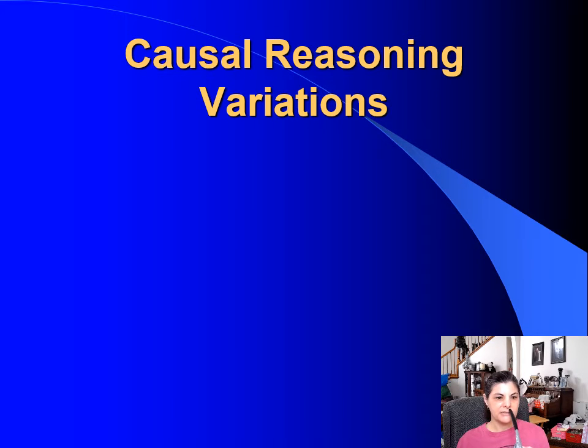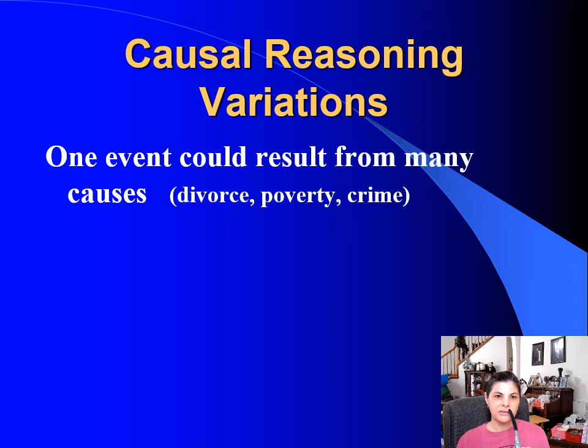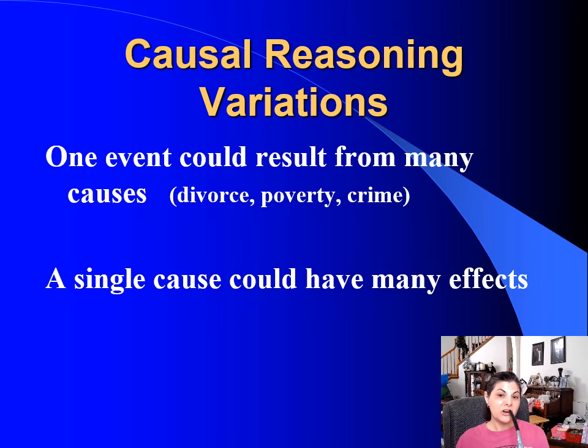Now, causal reasoning has some variations to it. One event could result from a lot of things. So you think about crime. Crime isn't caused by just one thing. It's caused by a lot of things. It could be poverty, it could be psychological issues, it could be traumatic events. Many things combined can cause crime or poverty. One cause could have a lot of effects, so it's not always one thing causing one effect. For example, if you smoke, it can cause a lot of different types of health issues, not just one.